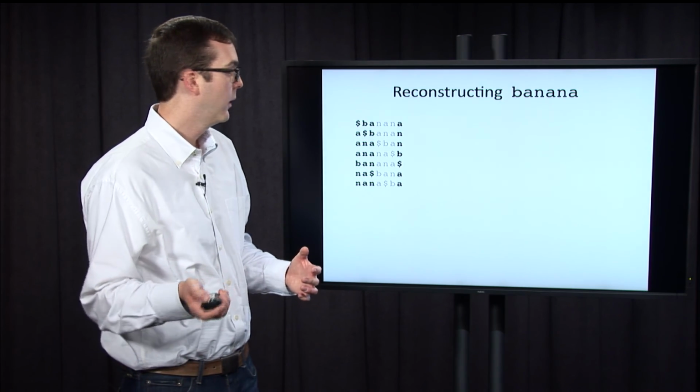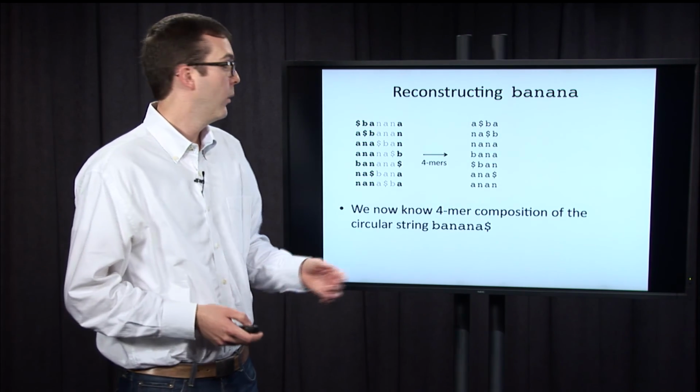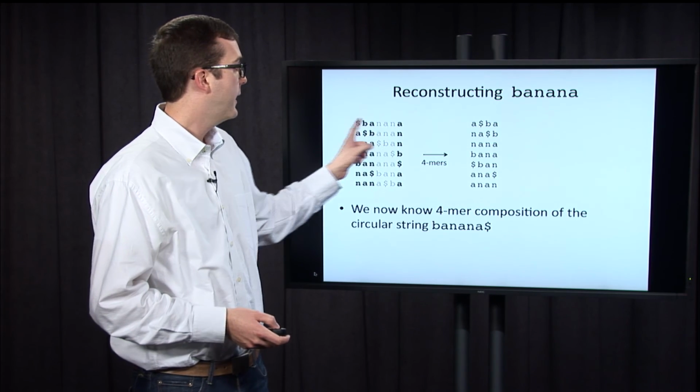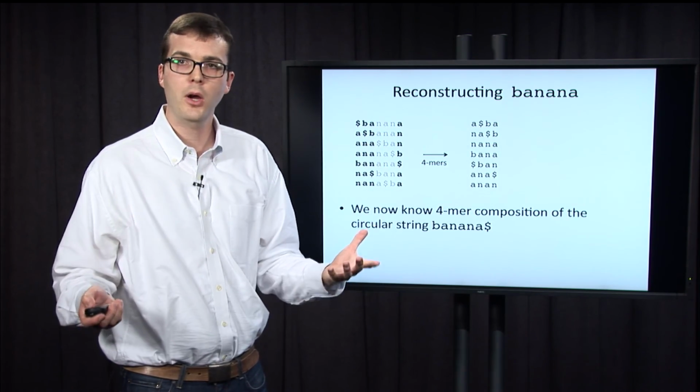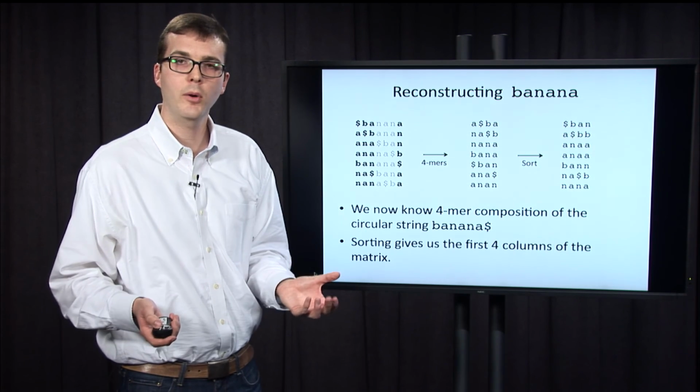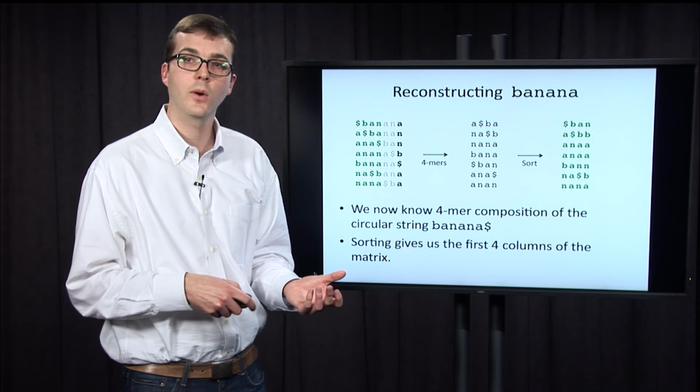Okay? We go again. We know that these 4-mers are A$BA, NA$B, and so on. We get the 4-mer composition. We sort that 4-mer composition. That gives us the first 4 columns.